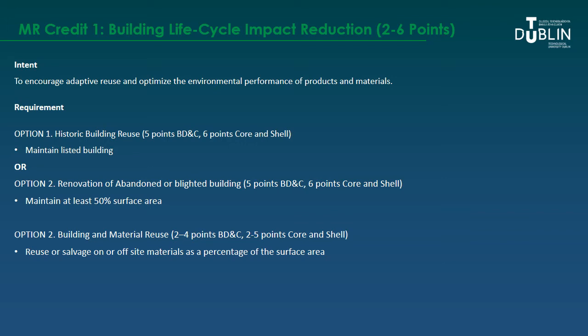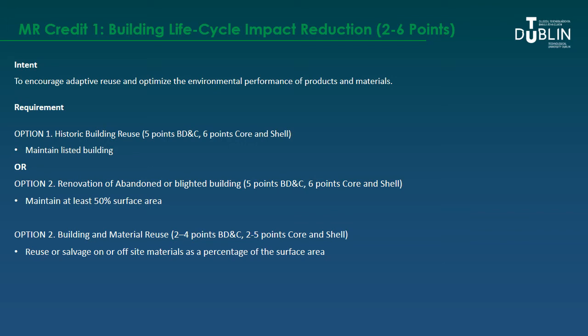The first 3, need to change that to option 3, deal with reuse of what's there already. So the first option, if you reuse a historic building, it has to be a listed building, you get 5 points for new construction and 6 points for core and shell. Or if you renovate an abandoned or blighted building, it's the same, 5 for new and 6 for core and shell, where you are maintaining at least 50% of the surface area.